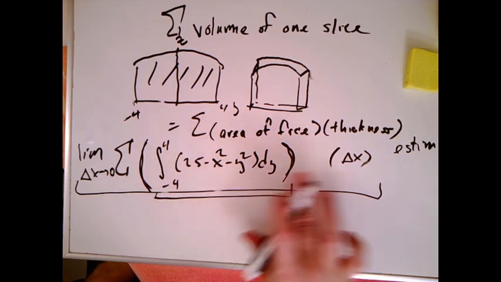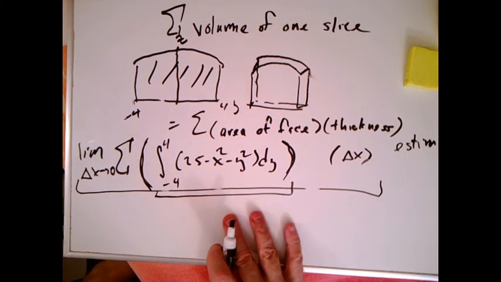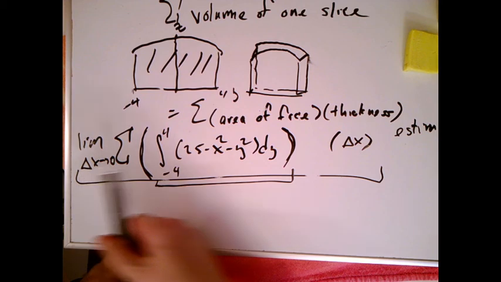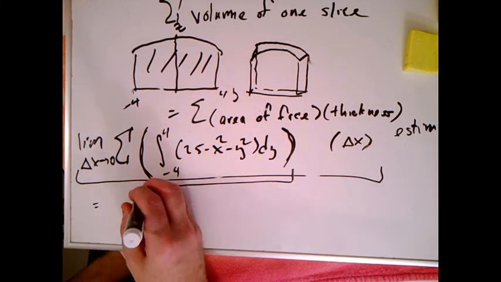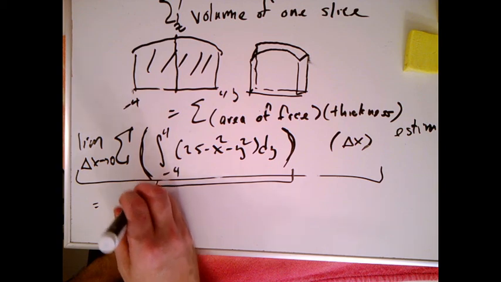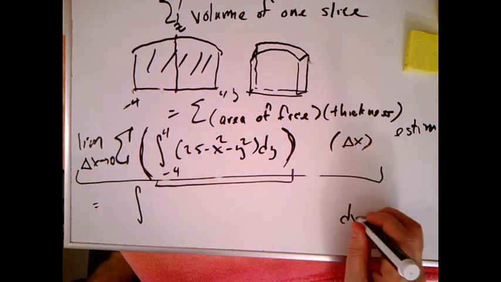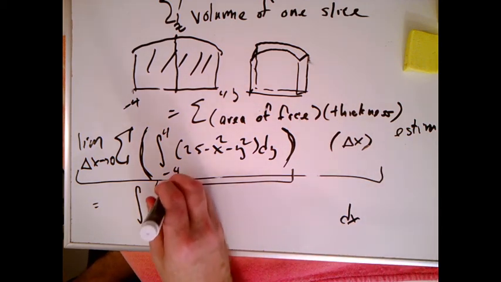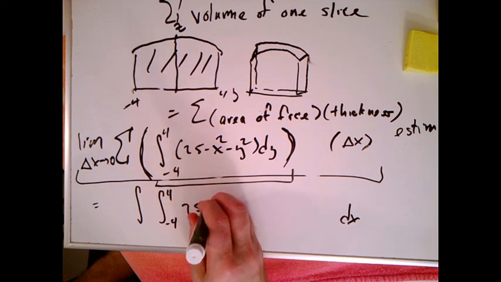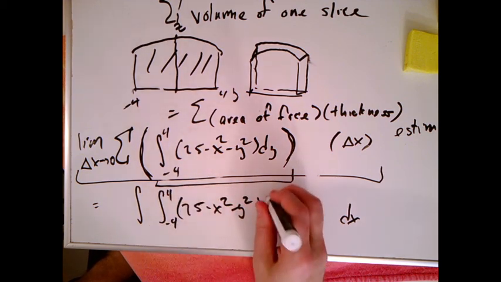So I have a function of x times delta x. I'm taking the limit as delta x goes to 0 of the sum. That's actually an integral. And we know that when we take the limit of something like this, we know how to do this. Calc 2 hopefully beat that into us. Yes, we get an integral. The delta x turns into a dx. The inside function stays exactly as it was, so I get -4 to 4, I get 25 minus x squared minus y squared dy.